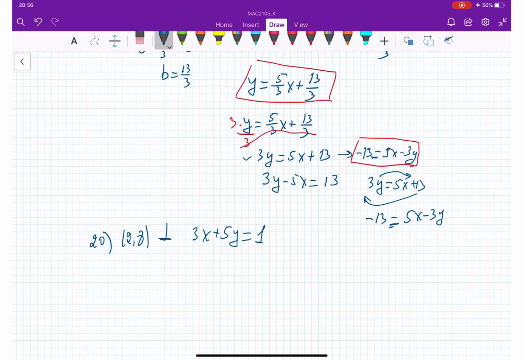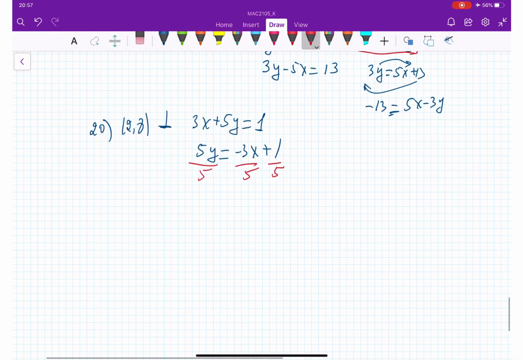So we need to find y by itself. 5y is equal to negative 3x plus 1. So divide by 5, divide by 5, divide by 5. Y is equal to negative 3 over 5 x plus 1 over 5. So this is going to be our first type of equation, in the form of slope-intercept.